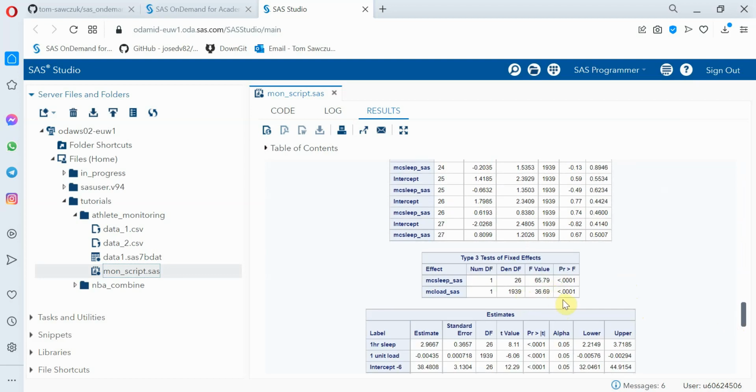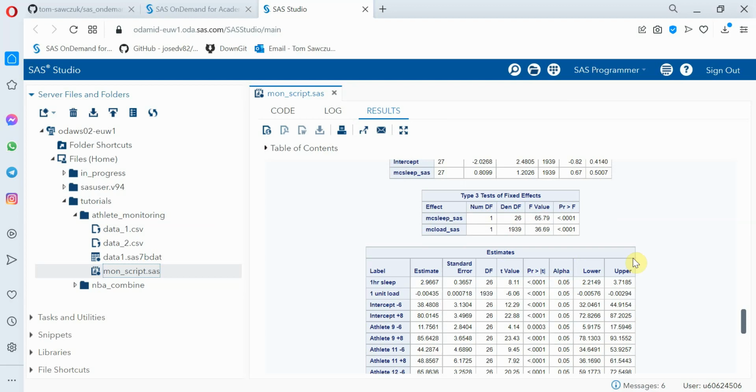Our type 3 test of fixed effects says that both sleep and load have a significant effect. But if you look at the estimates, 1 unit of load has an extremely small effect relative to 1 hour of sleep. That's because 1 unit of training load isn't anywhere near as important as 1 hour of sleep, because we typically work in hundreds and 200s and 300s of load. So if we multiply that by 200 or 300, it would be closer to the sleep estimate.